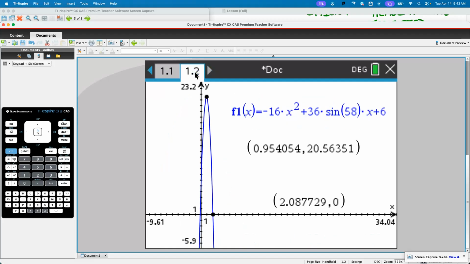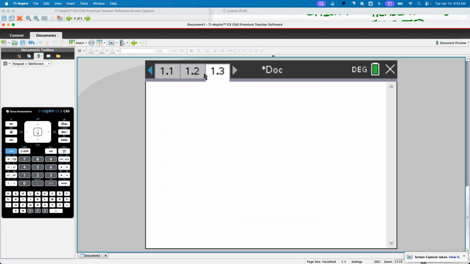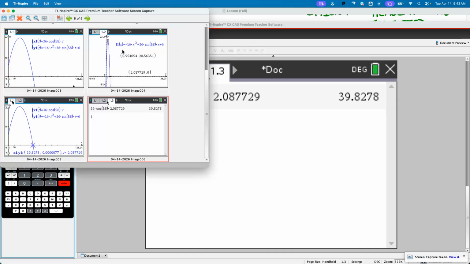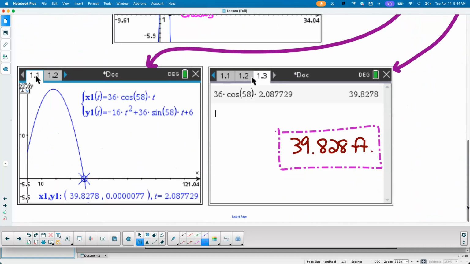Option number 2 is I can start another page. This time I want a calculator, and I can go 36 cosine of 58 degrees times 2.087729. And I get the same. So there's the answer to our problem.